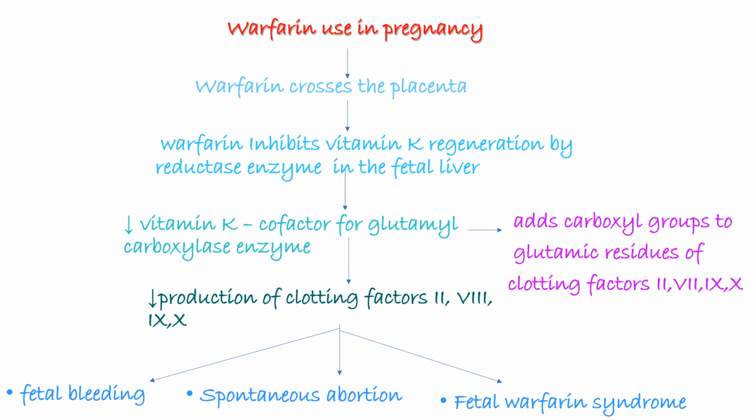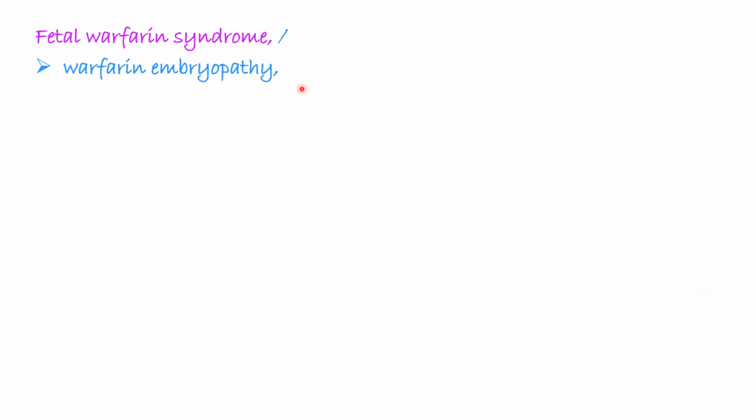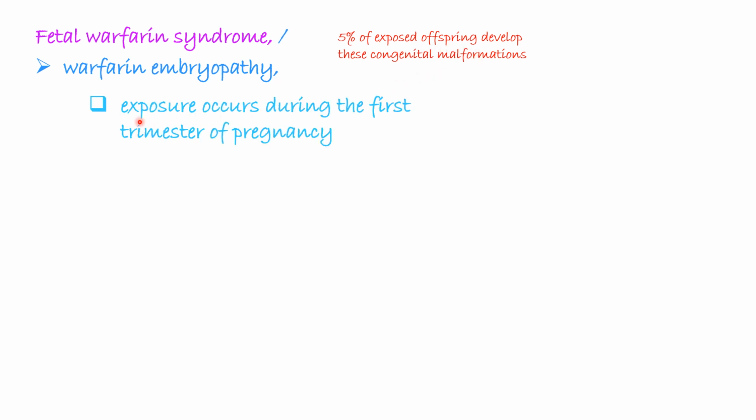In addition to that, it can also cause fetal warfarin syndrome, which I mentioned in the previous slide, and I want to mention it again. Fetal warfarin syndrome is also known as warfarin embryopathy. Five percent of the exposed offspring usually develop this congenital malformation, and as said before, this is due to exposure during the first trimester of pregnancy.